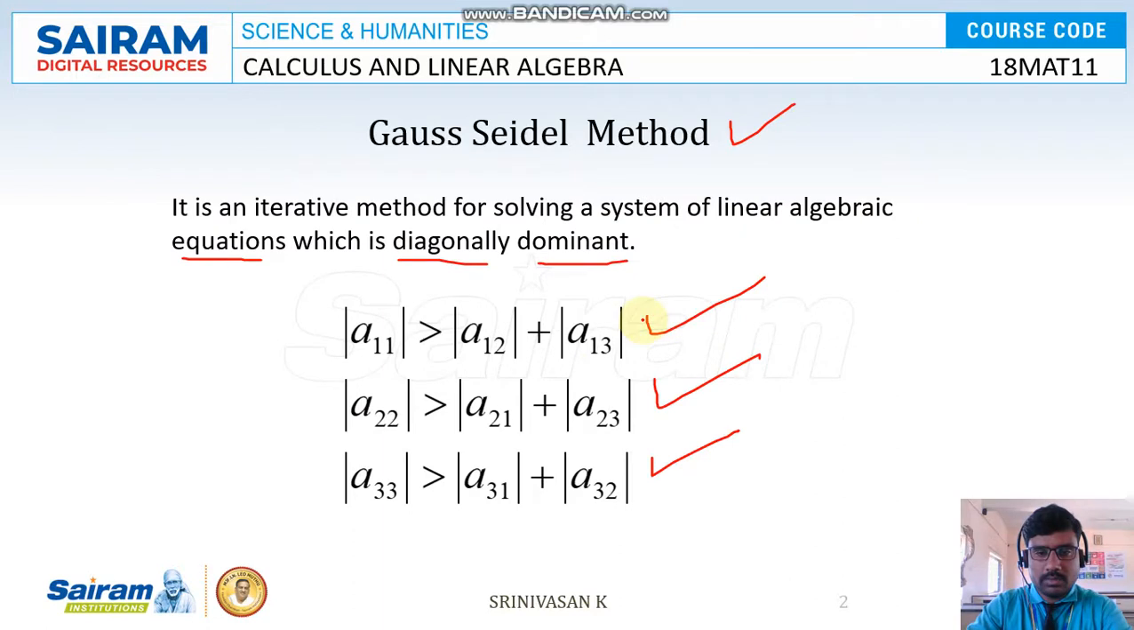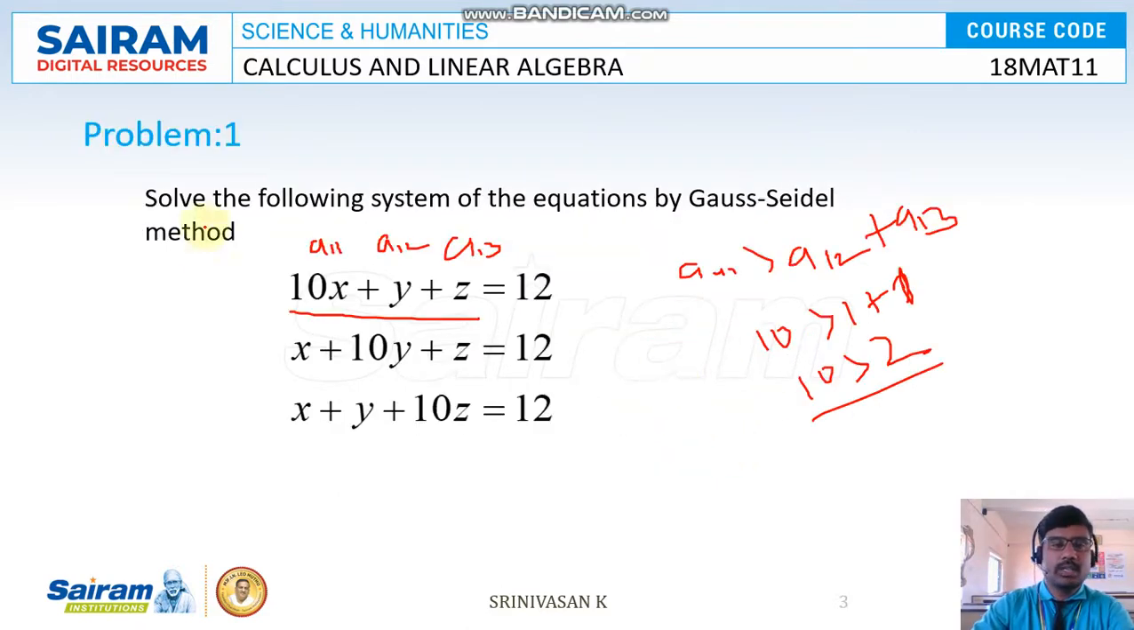Not only the first equation, we have to verify the second equation and also the third equation. If not satisfied, we can replace the equations. Okay, I'll explain the problems. See the first problem: solve the following system of equations by the Gauss-Seidel method. Read the question carefully, whether it is the Gauss elimination method, Gauss-Jordan method or Gauss-Seidel method, and understand the concept.